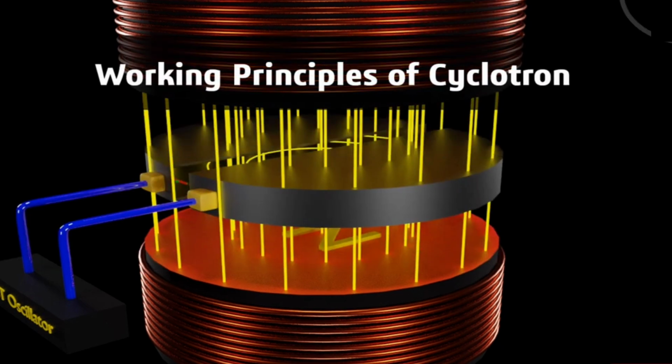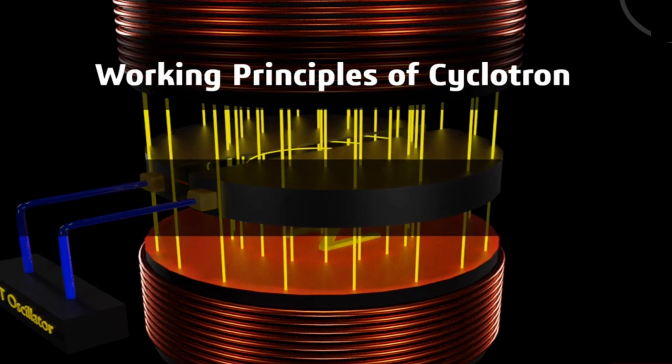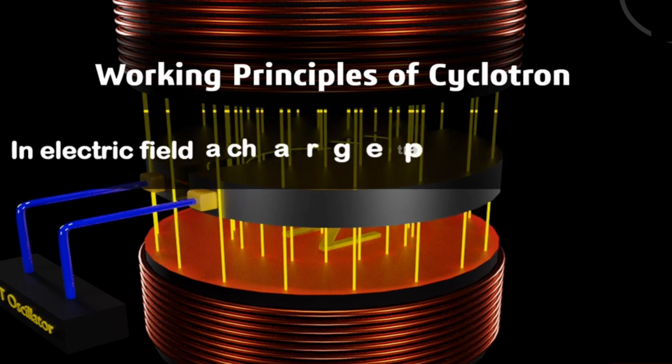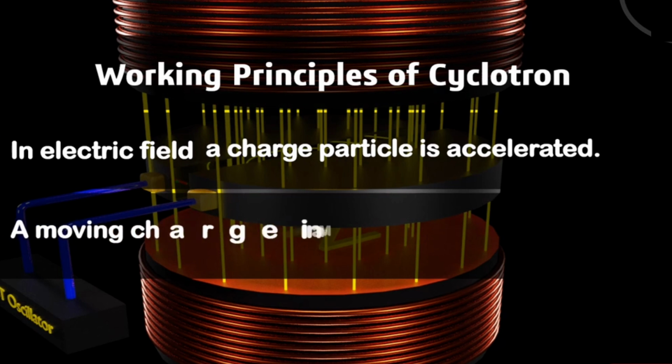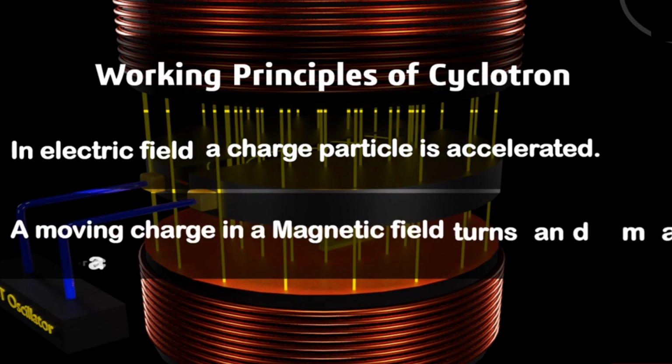Working principles of cyclotron. Number 1: in an electric field, a charged particle is accelerated. Number 2: a moving charge in a magnetic field turns and makes a circle.